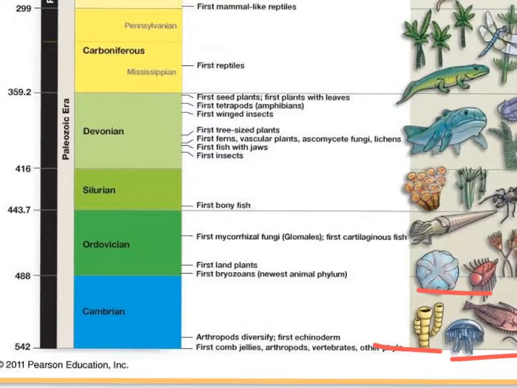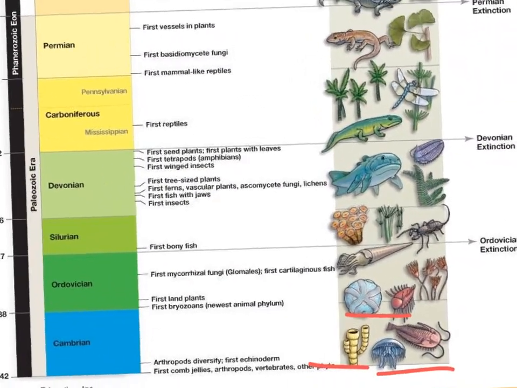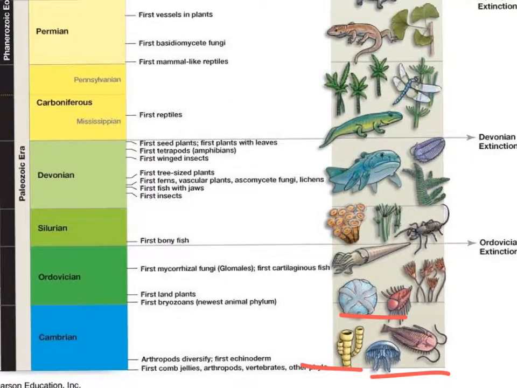The Silurian, the first bony fish. And then the Devonian. We have a lot of things happening during the Devonian. First insects, first fish with jaws, first ferns, vascular plants, first tree-sized plants, first winged insects, first tetrapods, amphibians, in other words, vertebrates that have 4 legs. In other words, the land had finally been invaded by the vertebrates.